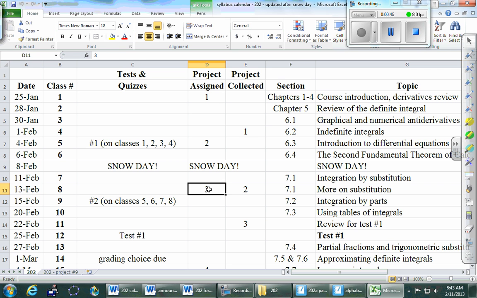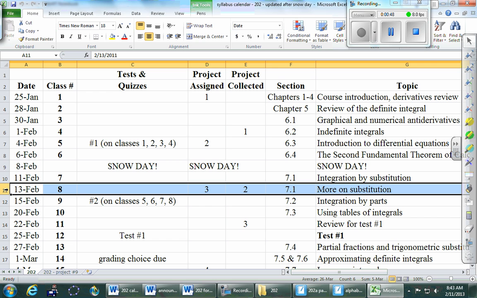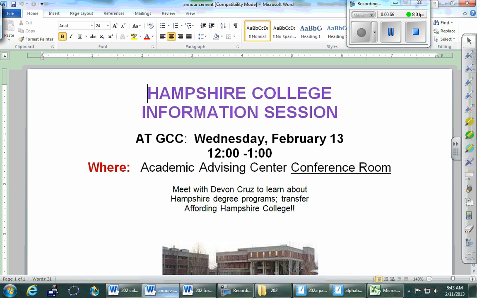Okay, and then if you really wanted to get a jump start on things, project number 3 is going to be assigned on Wednesday, but I do have it up here, so you can just grab one if you want one.